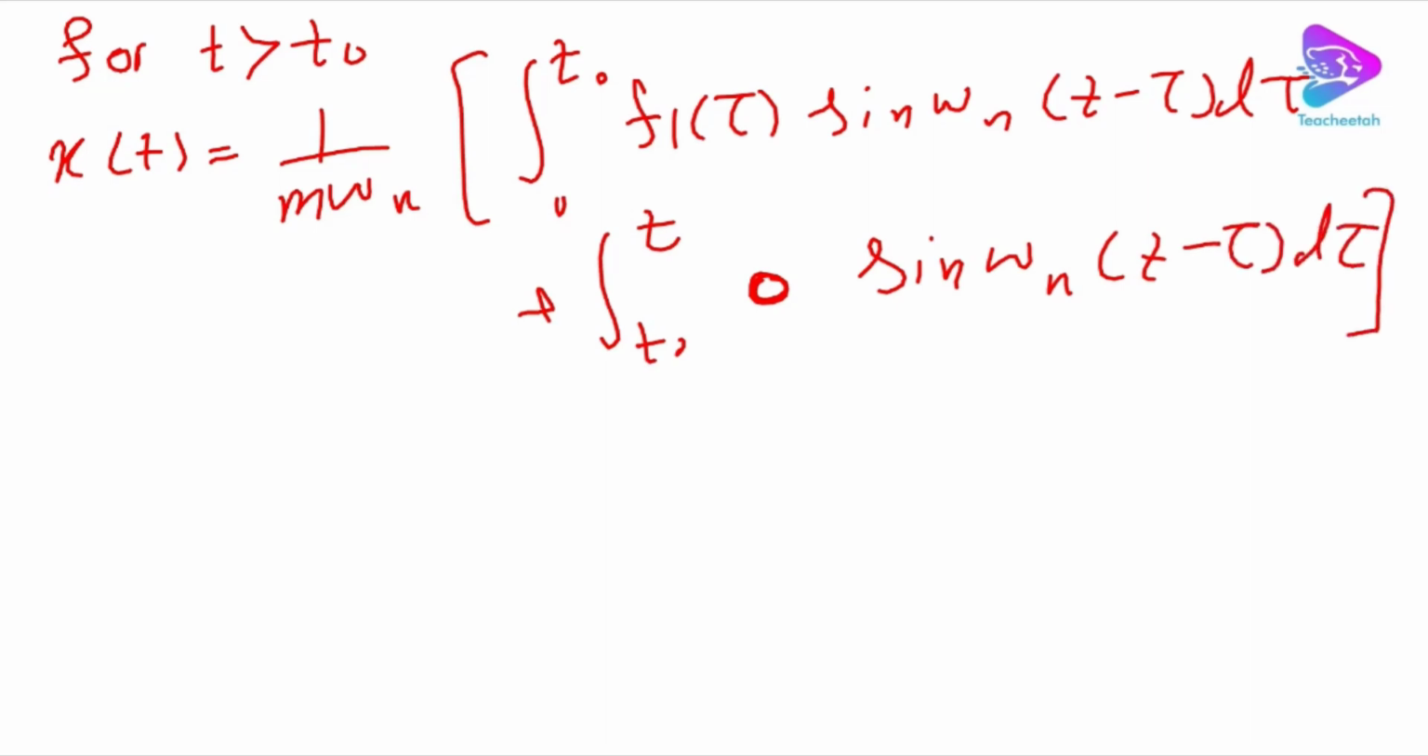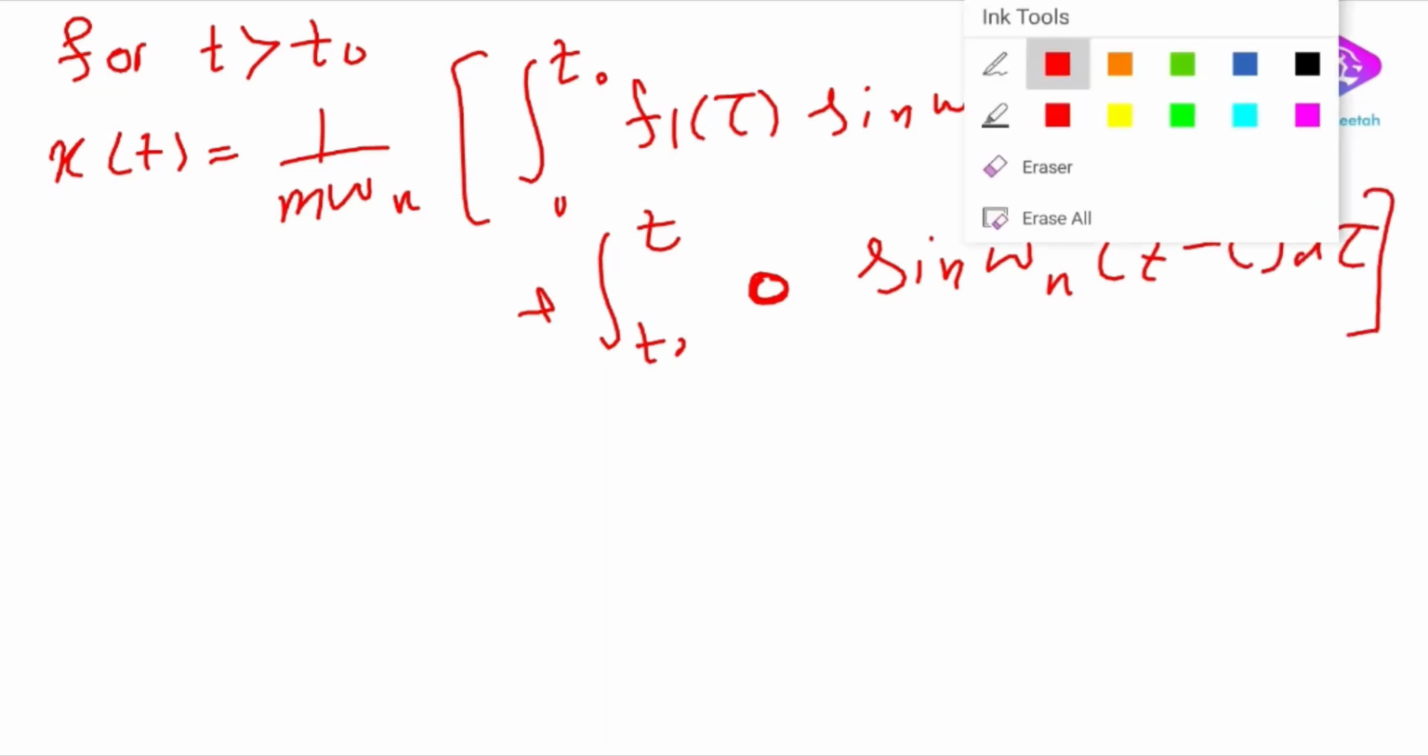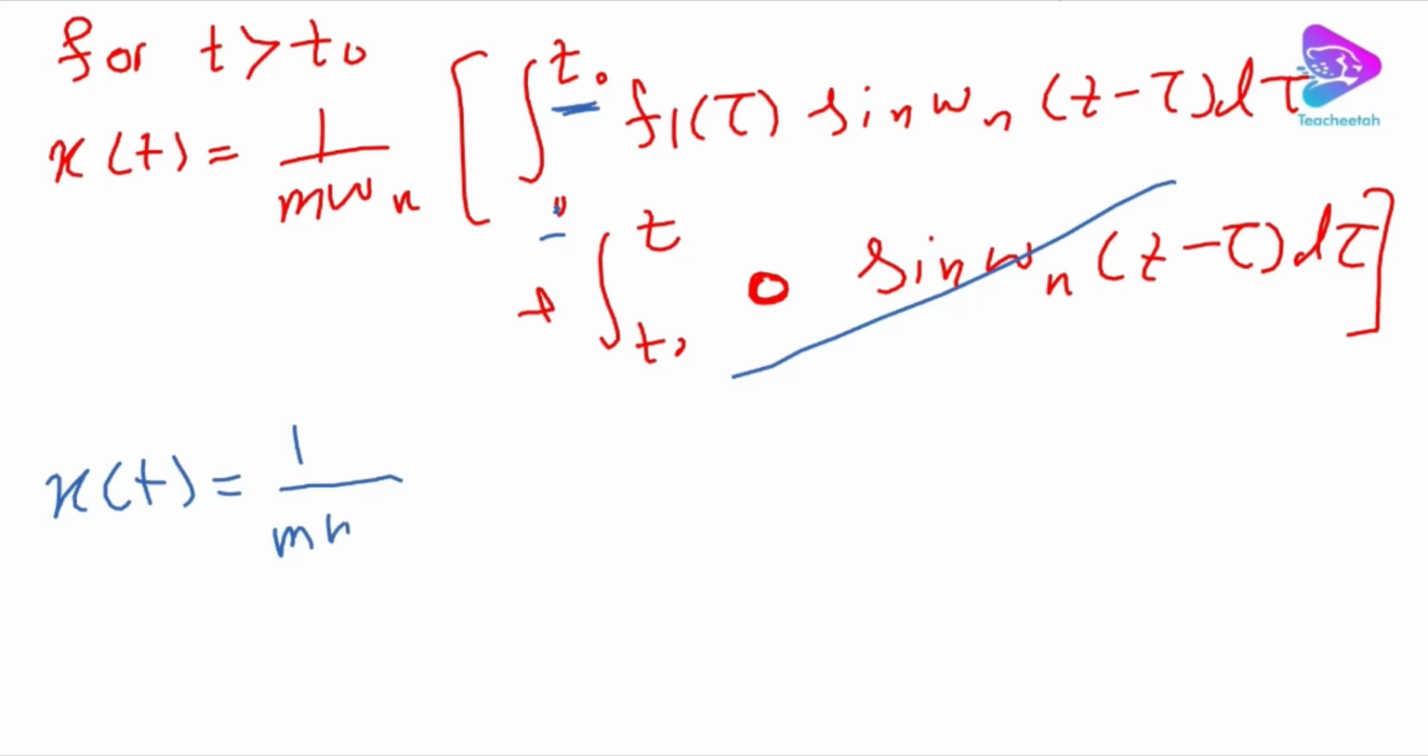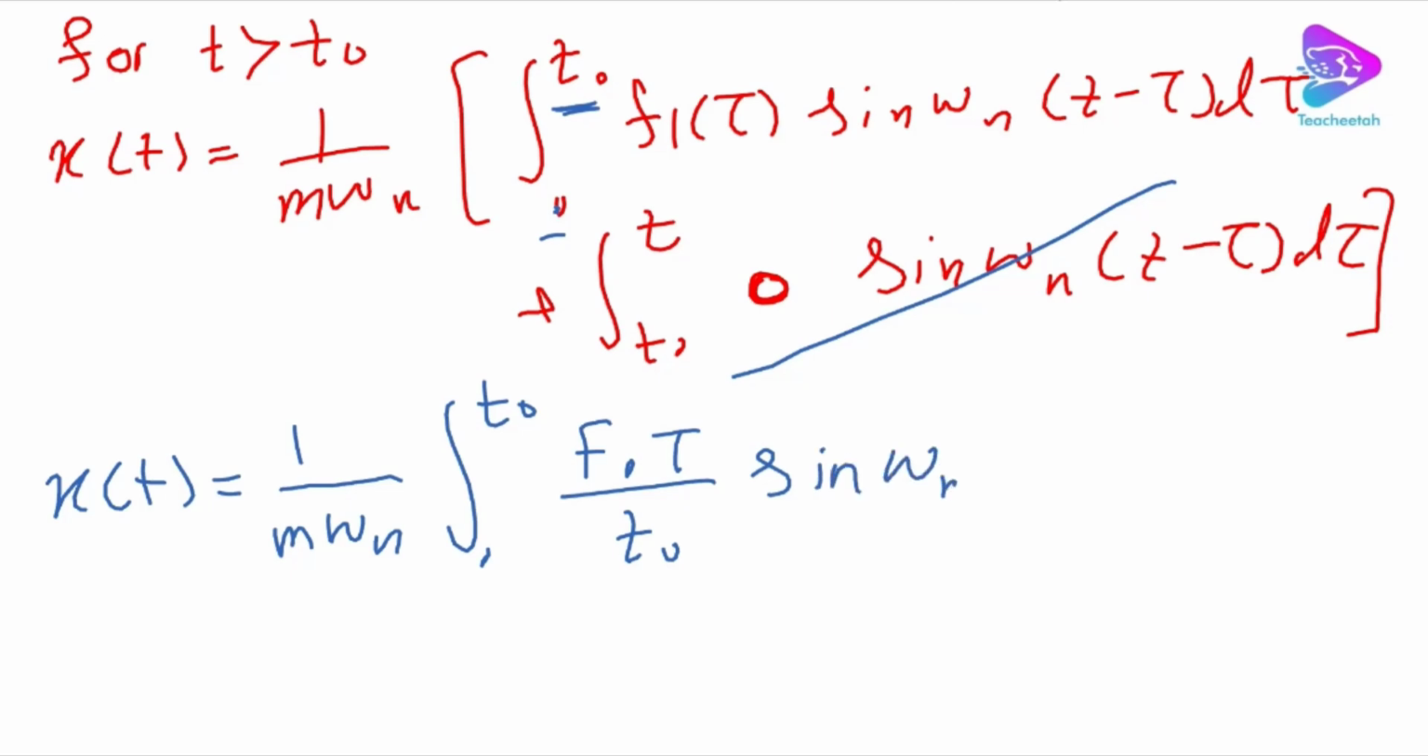In fact, you don't have to write the second part because you already know it's going to be 0. The only reason that I'm writing it is to show why we have t naught here instead of t. So this part is 0, and then x(t) would only be 1 over m omega n, from 0 to t naught, and we already know f1 is F naught tau divided by t naught, sine omega n (t minus tau) d tau.